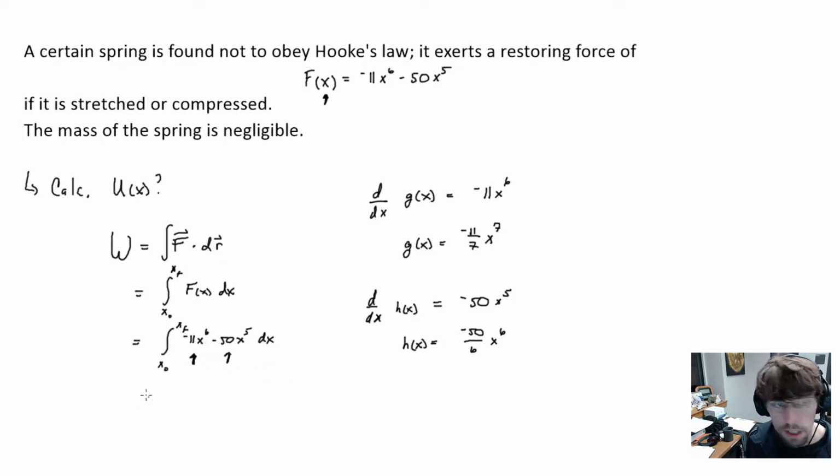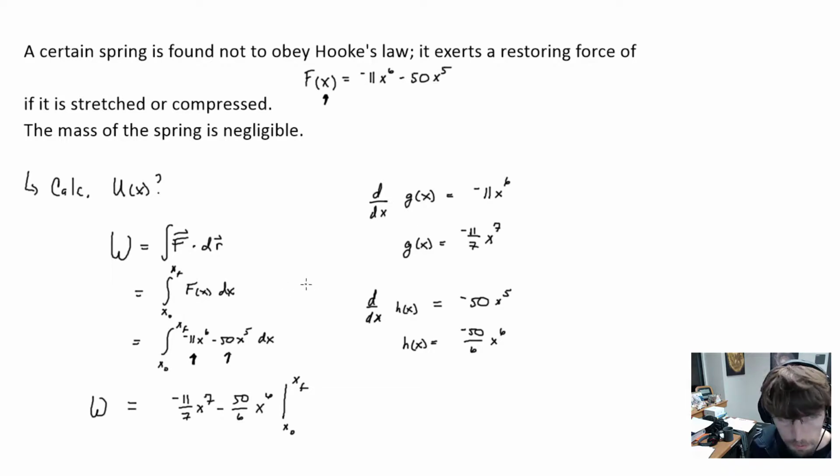Cool. Well, you've done it. You have now done the integral. We have negative 11 over 7 x to the seventh minus 50 over 6 x to the sixth, from x naught to x final. That would be the work done by the spring. So this weird, funky spring.